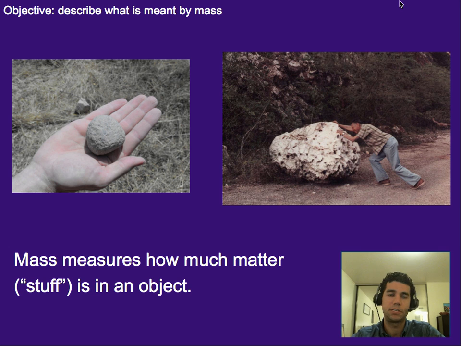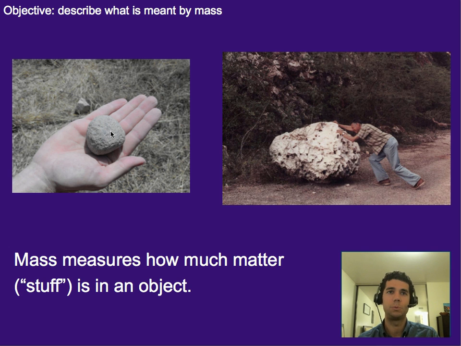So mass. Last time we talked about this idea that mass measures how much stuff is in an object, or in a more scientific way, how much matter is in the object. So here we've got a rock with significantly more matter there, versus a small rock, not a boulder, and it has a lot less there, so there's less stuff in it.